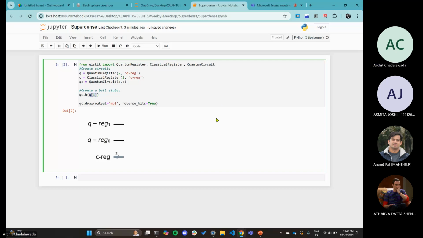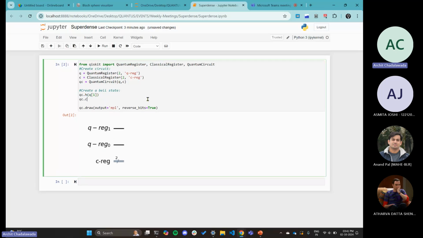So Q1. After this, what do we do? We need to apply a CNOT gate with this as the control and this as the target. So we apply a CNOT gate represented by CX because the NOT gate is nothing but an X gate. What is the control bit? It's Q1 and the target bit is Q0. If we plot it, we see this is exactly what we have. Hadamard on the first and a CNOT gate. And so now we've created the Bell state successfully.